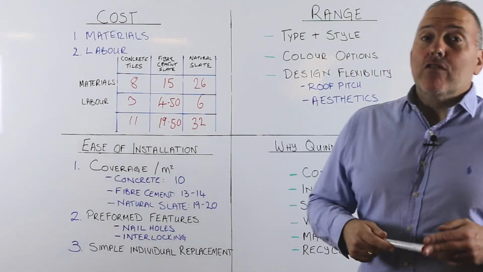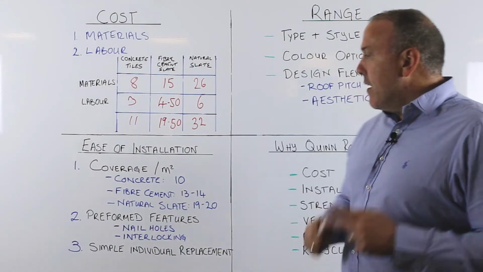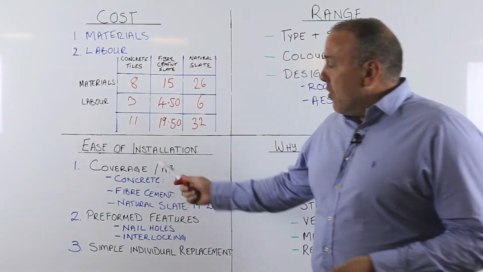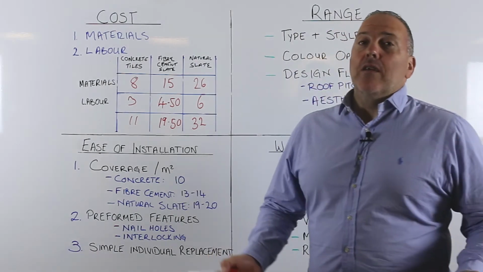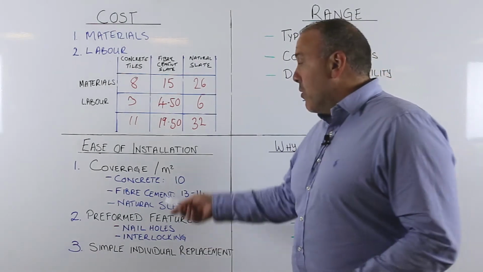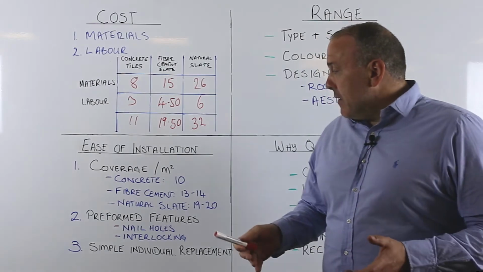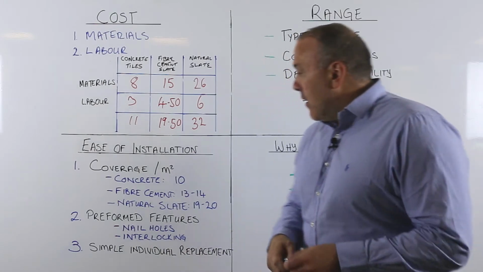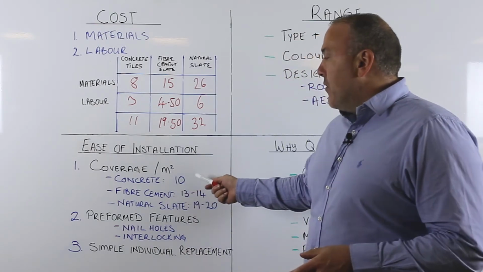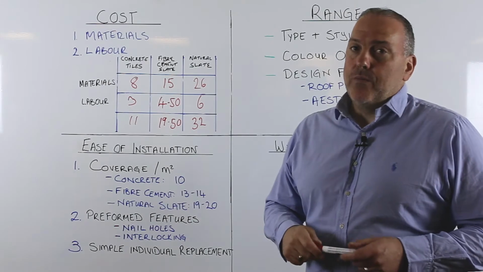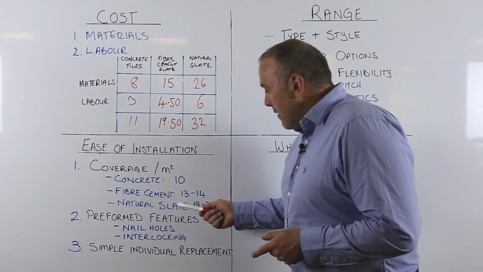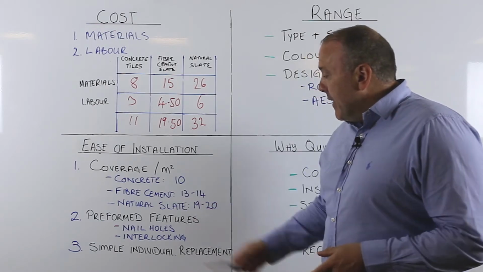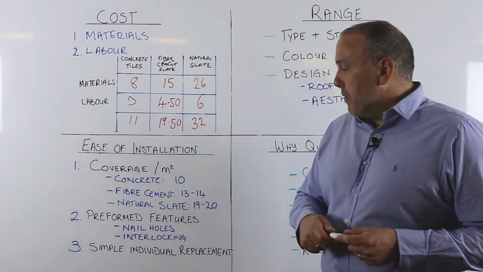Another advantage of using concrete roofing tiles is ease of installation. One of these advantages is coverage, and by coverage what we mean is the number of units it takes to cover 1 square metre. So typically at 100mm headlap, which is common in the UK and Ireland, a concrete roof tile will require 10 units to cover 1 square metre. Fibre cement slate, 13 to 14 units per square metre. Natural slate, 19 to 20 units per square metre.